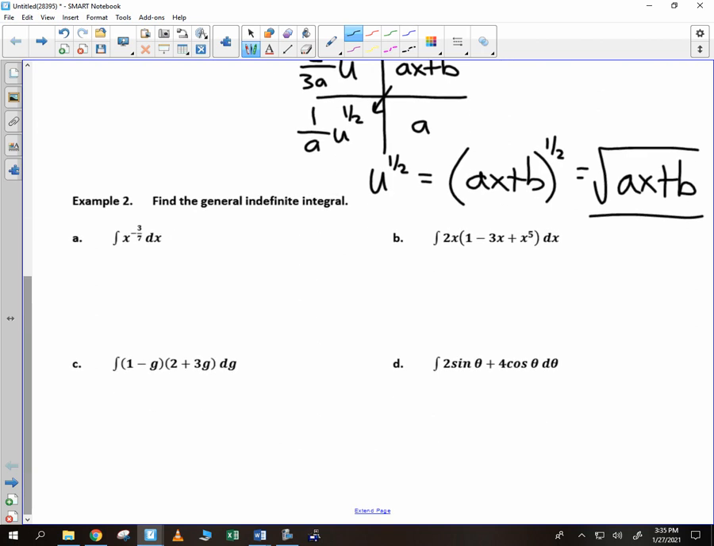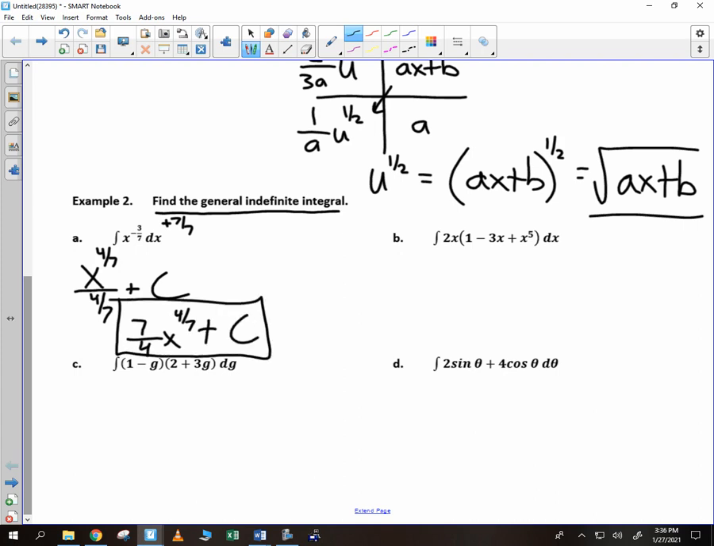In these directions, it says now to find the general indefinite integral. Or in short, find an antiderivative. I add 1 to -3/7, so I add 7/7, and I get 4/7, divided by 4 over 7, or multiplied by 7 over 4. Always remember to add plus c, so this simplifies to 7 over 4 times x to the 4 over 7 plus a constant. You must write plus a constant when you have an indefinite integral.